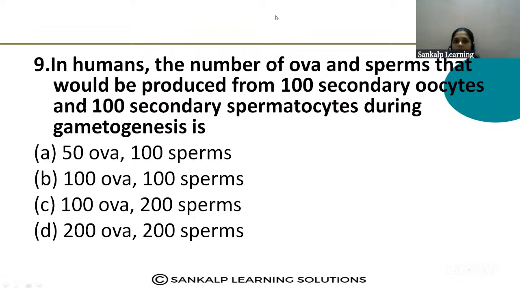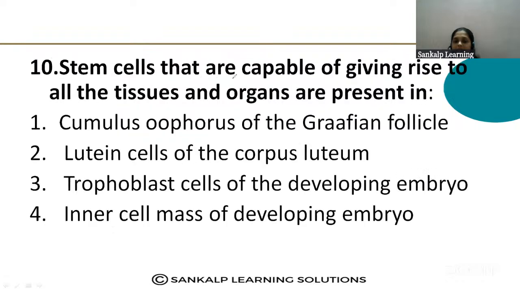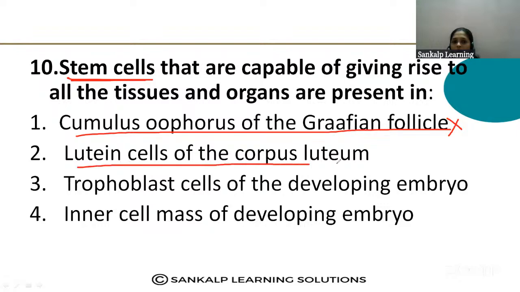See here. Stem cells that are capable of giving rise to all the tissues and organs are present in. Where are these stem cells present? Cumulus oophorus of the Graafian follicle, they are present. They are not present at the Graafian follicle. Lutein cells of the corpus luteum. Stem cells are not present at the corpus luteum, right?